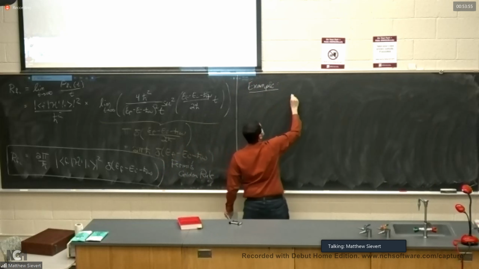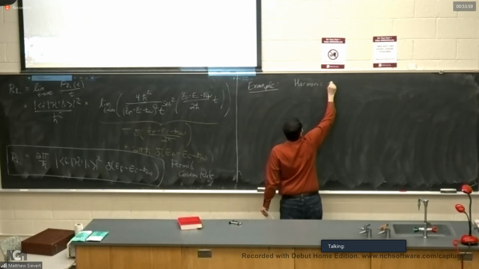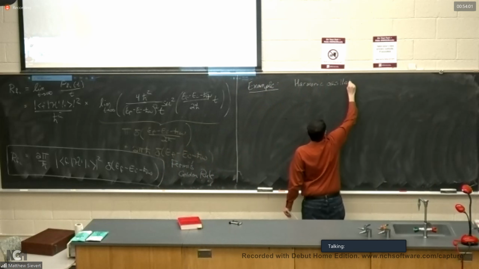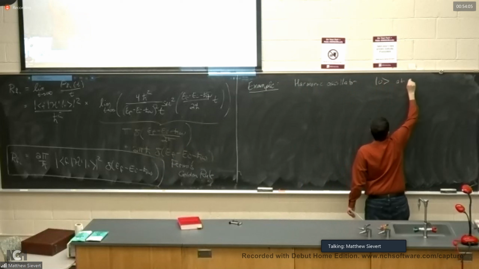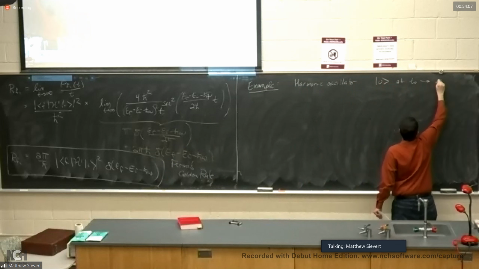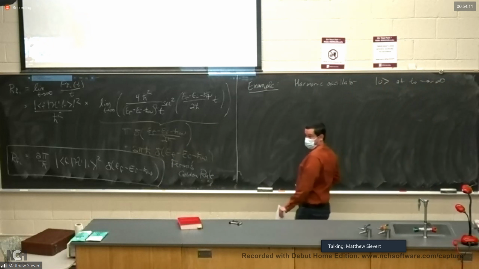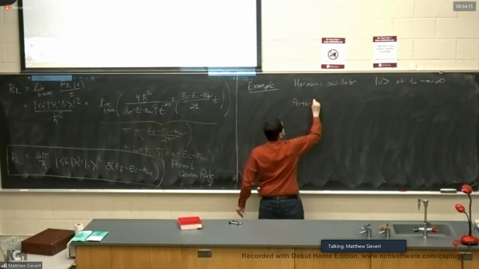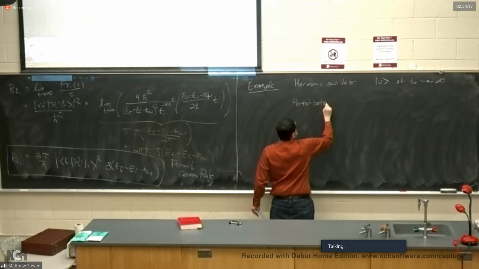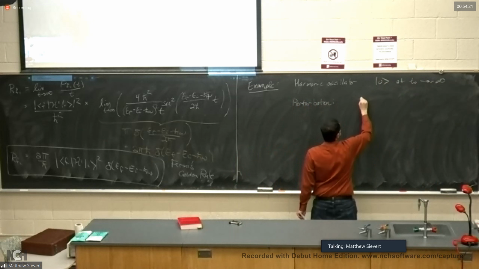So let's take the simple case of a harmonic oscillator, starting in its ground state 0 at an initial condition t naught, which we will take to be in the infinite past, t goes to minus infinity. And our perturbation will be a Gaussian pulse, which looks like an applied electric field.